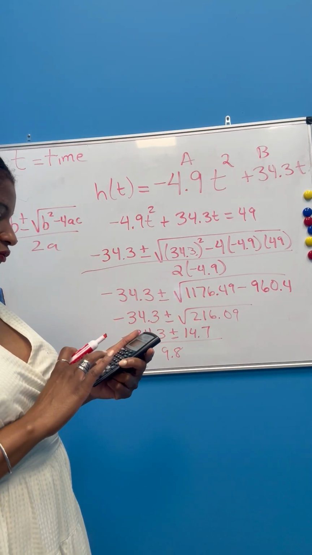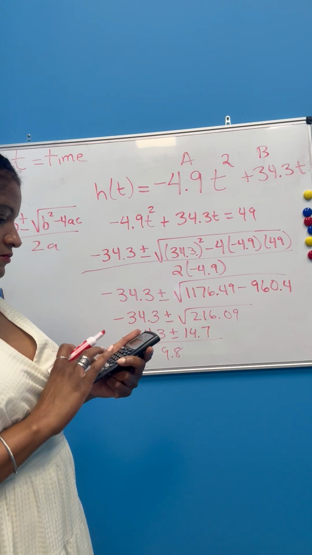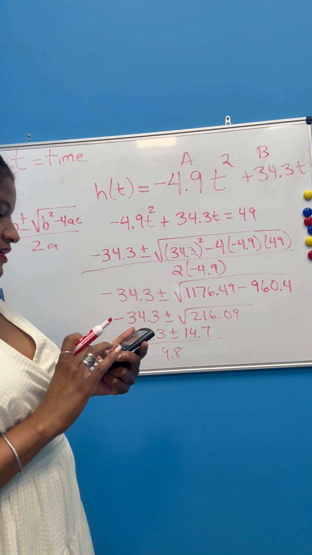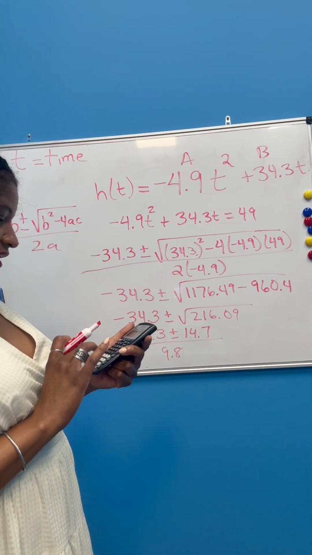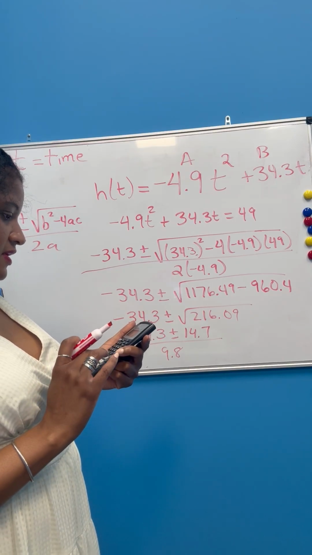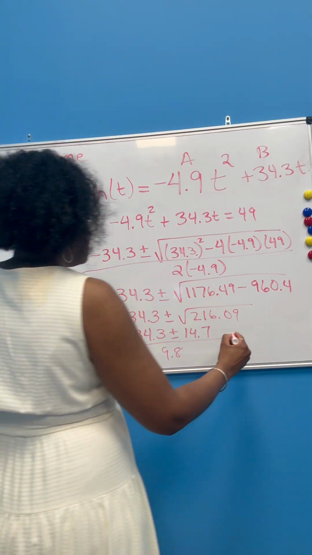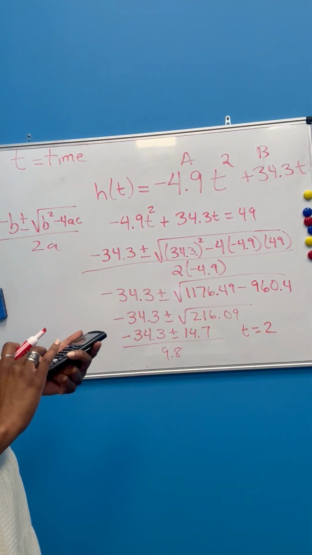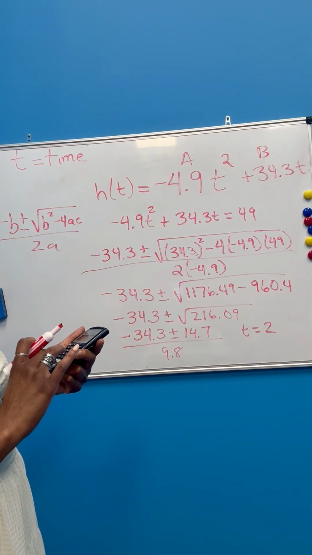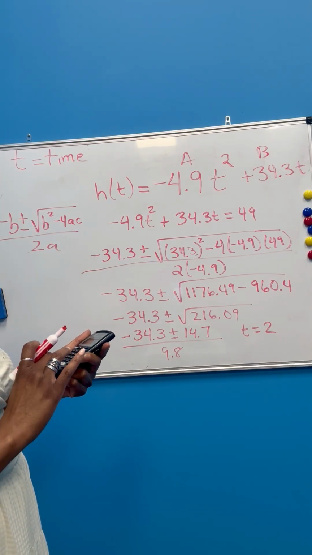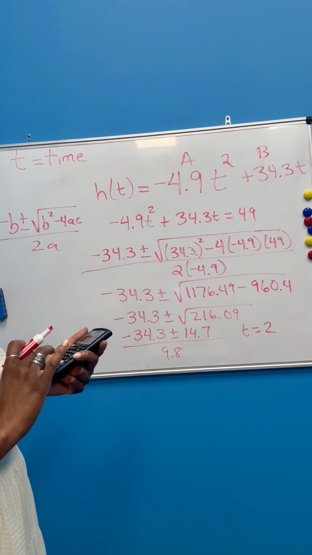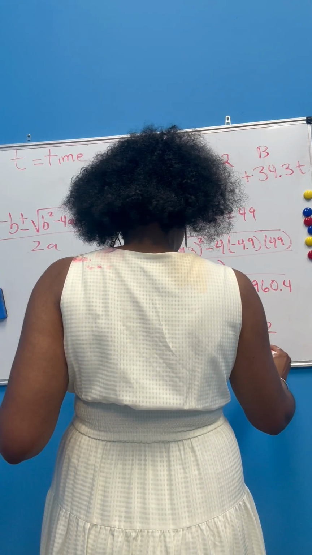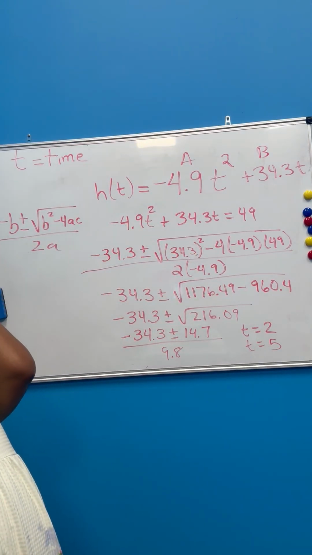We have negative 34.3 plus 14.7, divided by negative 9.8, and we have 2. So t equals 2. Or we have negative 34.3 minus 14.7, divided by negative 9.8, and you have t equals 5.